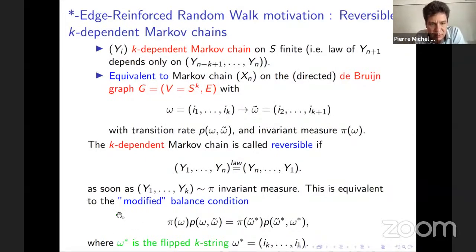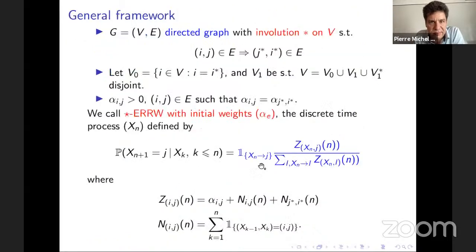So what we are going to do now is define a process with the star map, which is an involution. The flipped string is obviously an involution, but we will only assume an involution, so we won't assume anymore that word structure on the De Bruijn graph. Okay, this is the framework. So you have now a directed graph, not undirected, but I'll keep the same notation V, E, with that involution star, such that if ij is an edge, then j star i star is also an edge.